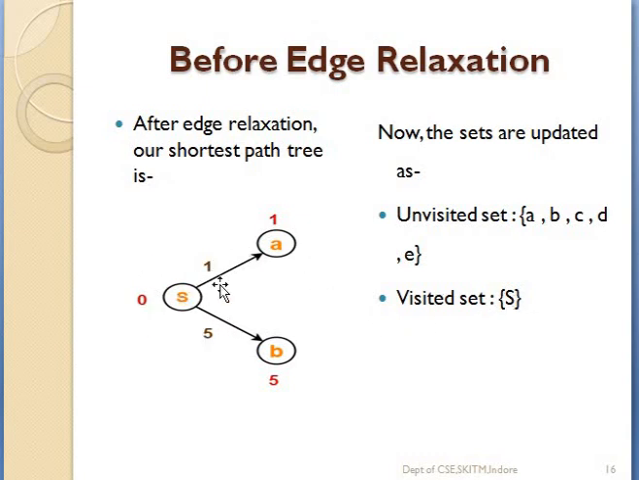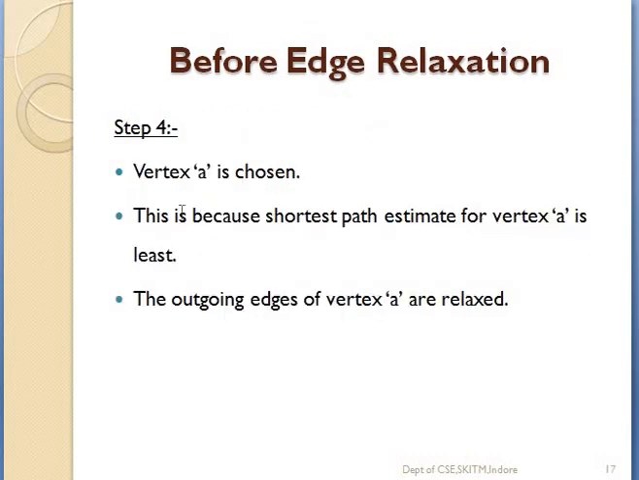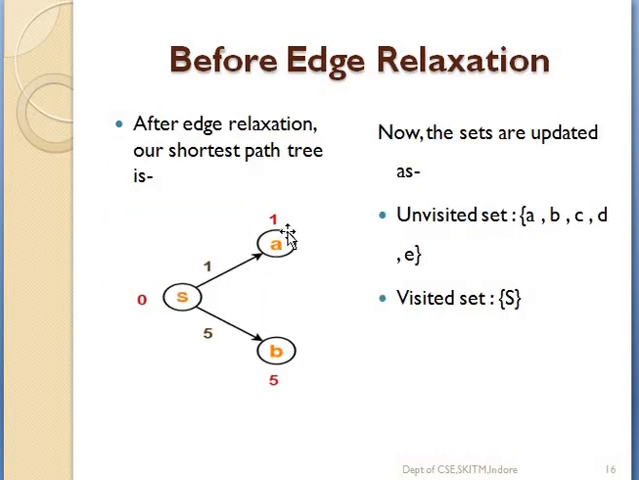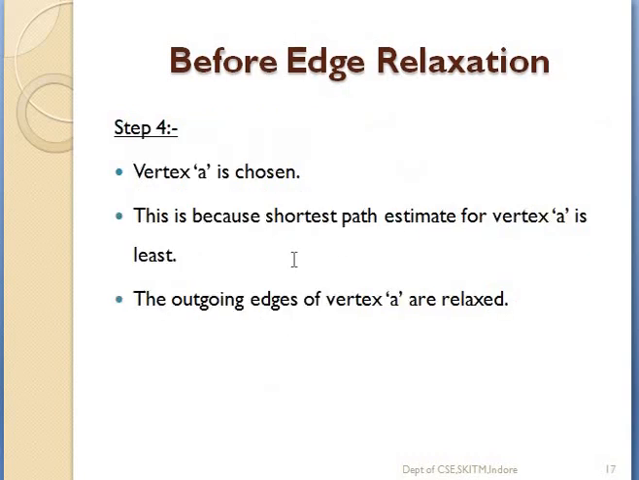So till now we have visited the S node and considered all the vertices connected to S. The next step is to choose vertex A, because the shortest path estimate for vertex A is the least. We just calculated the shortest path for nodes A and B, and among the two, A has the minimum, so we choose vertex A. Comparing 1 and 5, the outgoing edges of vertex A are relaxed.